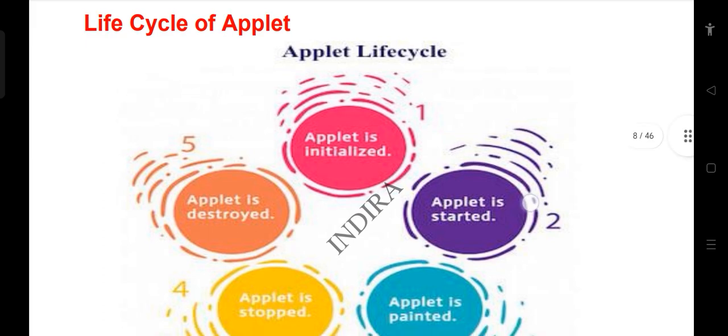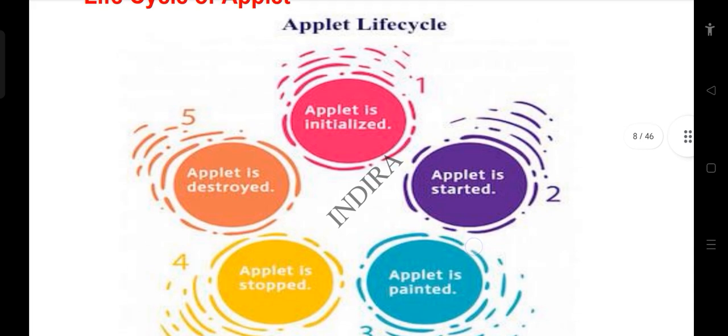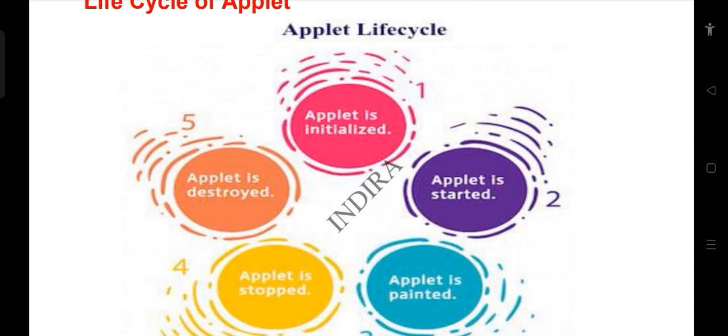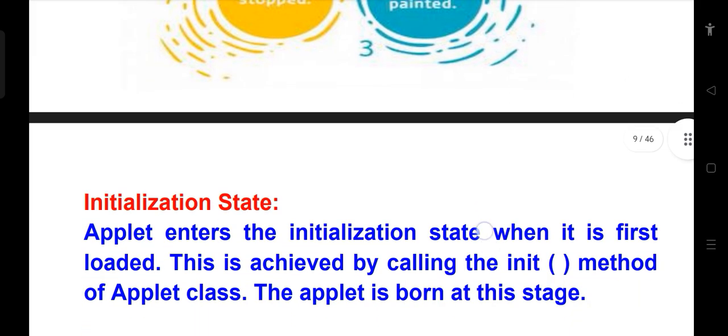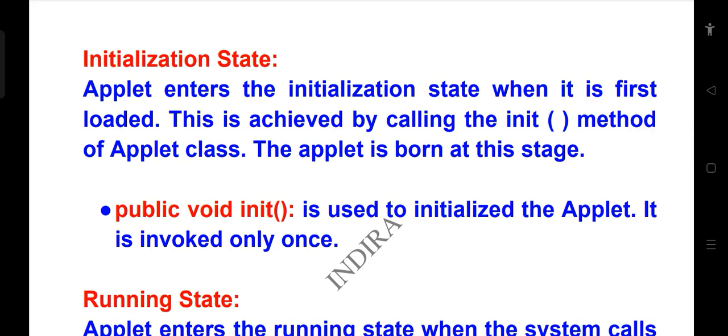So the applet life cycle consists of initialization, and initialization is nothing but adding. Applet is started, applet is painted, stopped, destroyed. All these five terms come under the life cycle of an applet. So let us discuss these five. The initialization state is nothing but adding the applet. By using the public void init statement, we add the terms to that applet program.